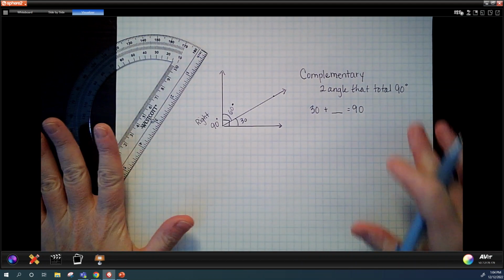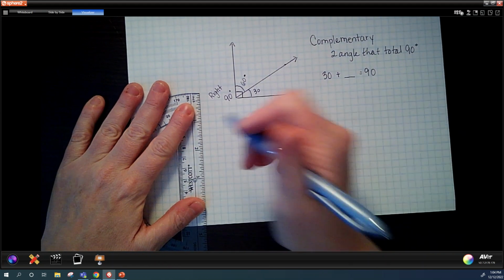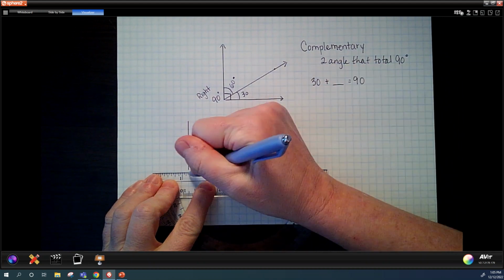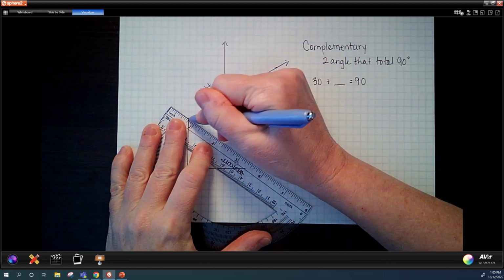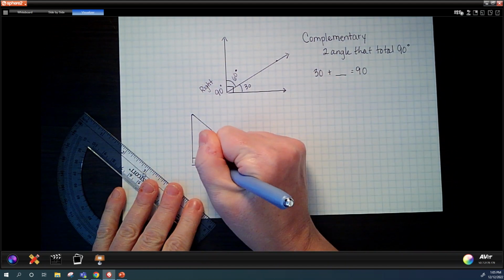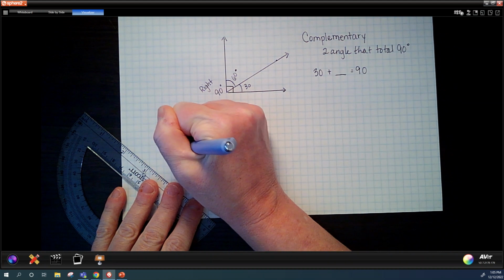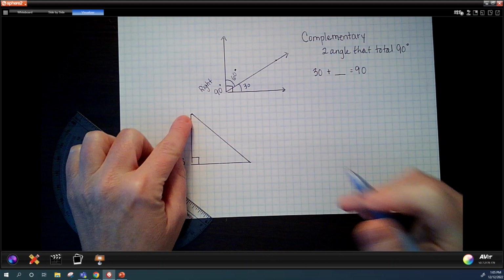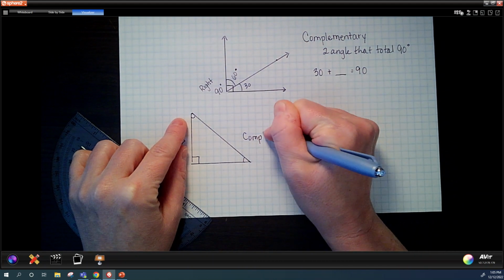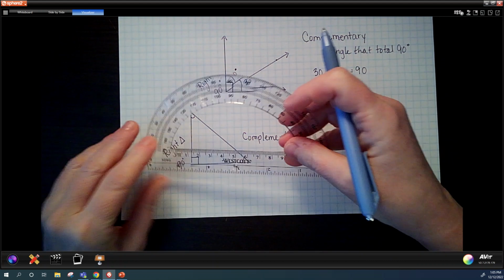Now, the other way you can represent complementary angles is in a right triangle. So if I make a right triangle, which has a right angle, we know this is 90 because it's a right triangle. So these angles are complementary. These angles will add up to 90.